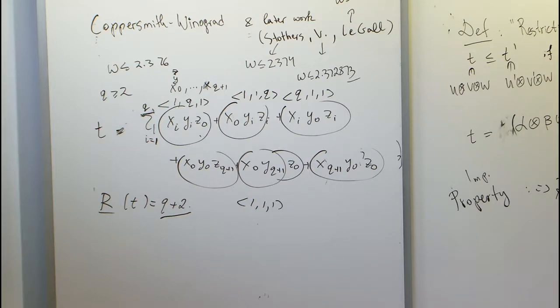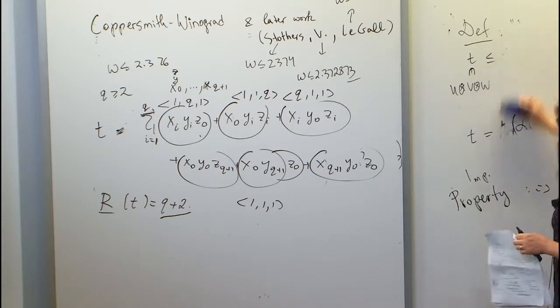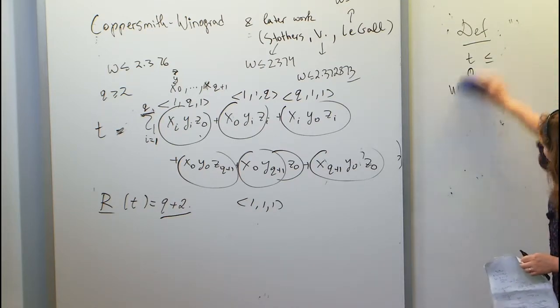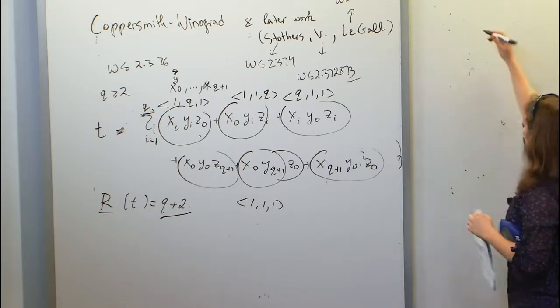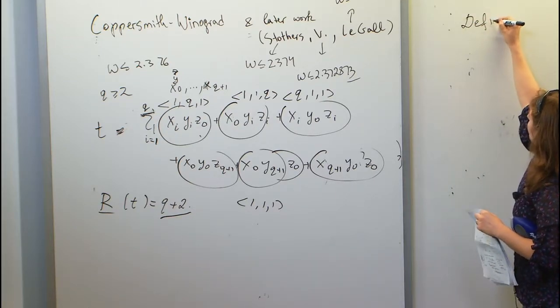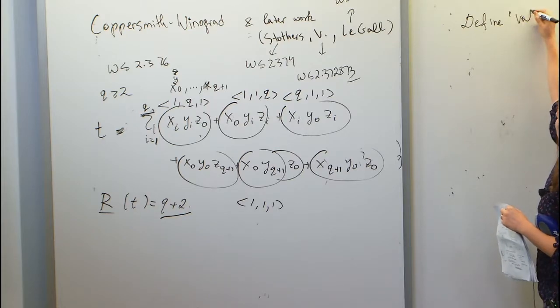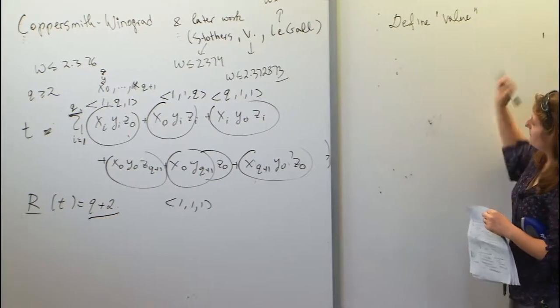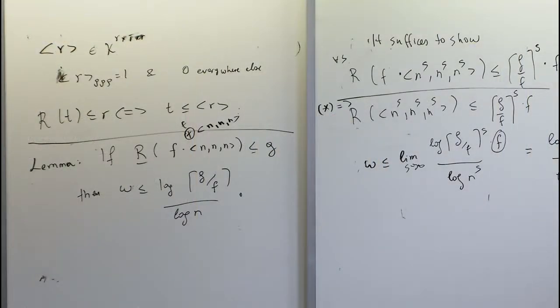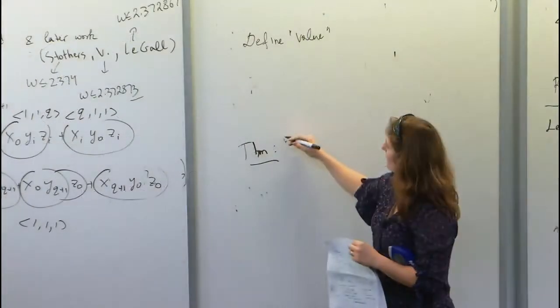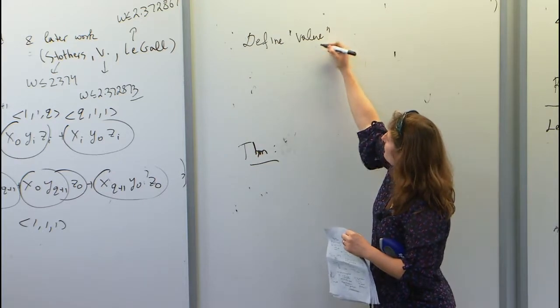And what enables us to get better bounds on omega than what was known before is the following theorem from Coppersmith and Winograd. So they define a value, and they prove a theorem that's analogous to Schoenhage's theorem, but in terms of these values.